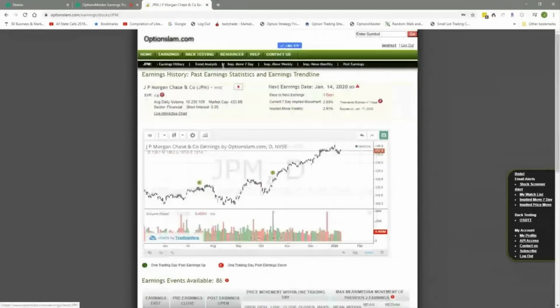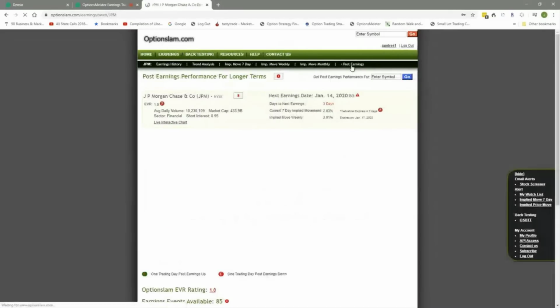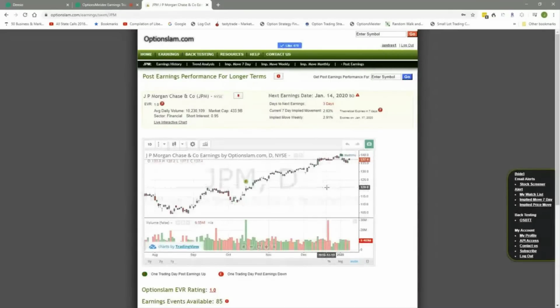He's got a ton of stuff in here that I haven't even gotten through. Like I said, you can get earnings histories, trend analysis. I think it's $199 a year, $200, and if you want to trade them, that could be one trade for you.